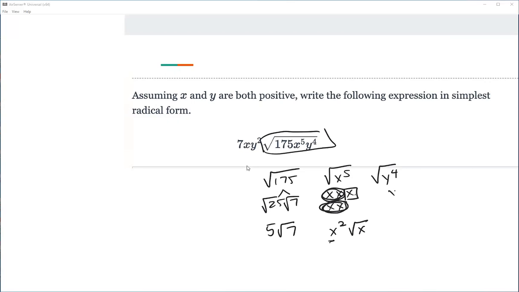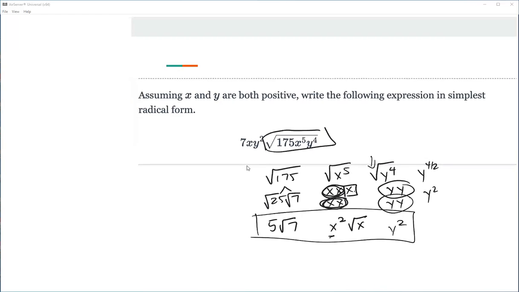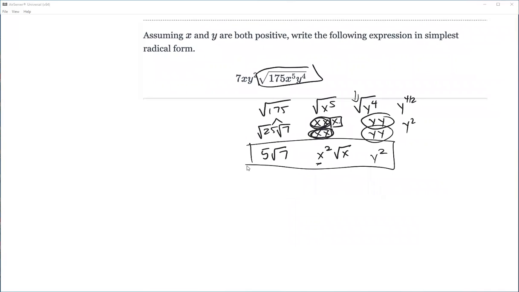Here we have 4 y's. We have 2 pairs of them because, again, it's a square root. It's a 2, right? So it is y squared. You could also just do y to the 4th power over 2, which is y squared. You combine this all together. You leave the numbers outside, or sorry, you combine those numbers that are outside, so it'd be what? 5x squared y squared radical 7x. All right.